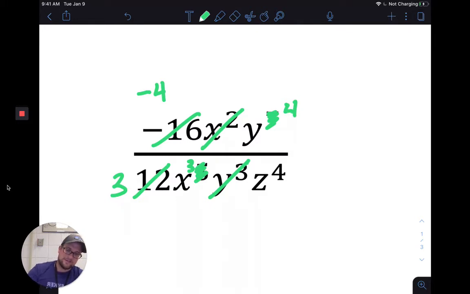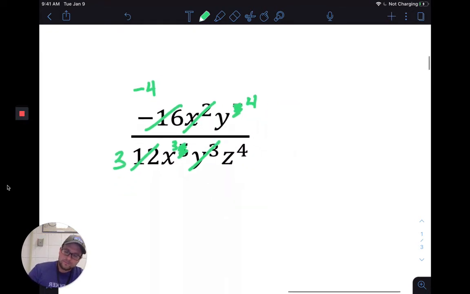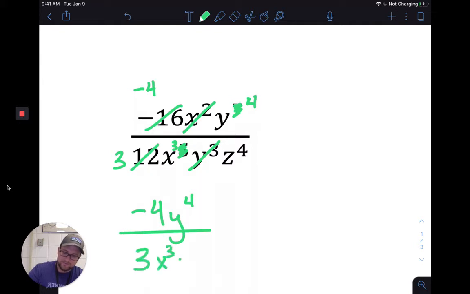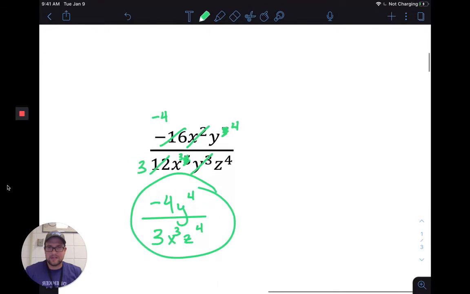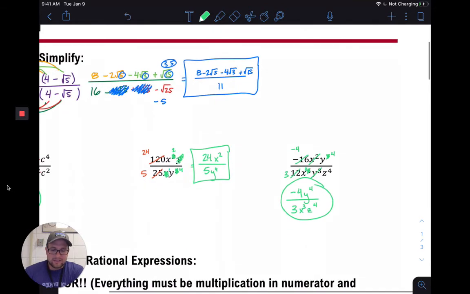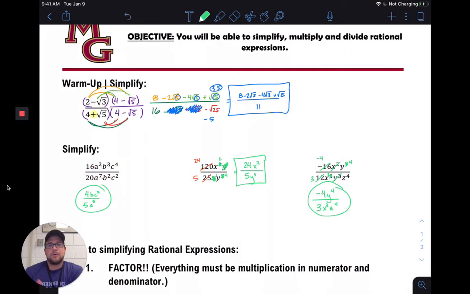And last but not least, the z's. Now, z doesn't have any up top, so there's none to fight, so we just leave it. So our final answer will just be a negative 4 y to the 4th over 3 x to the 3rd z to the 4th. And we're done. Simple as that, ladies and gentlemen. It does not need to be more complicated as long as everything is being multiplied together.